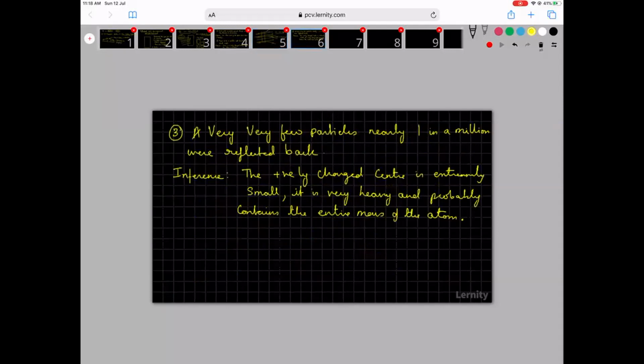Then the third one is very few alpha particles, nearly 1 in a million, were reflected back. The positively charged center is extremely small. That is the inference. Then it is very heavy and probably contains the entire mass of the atom.